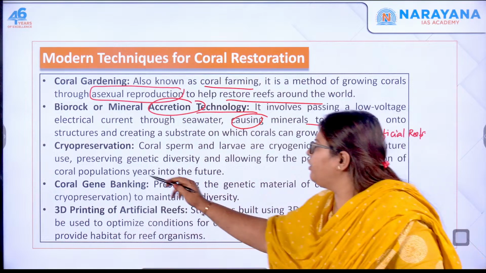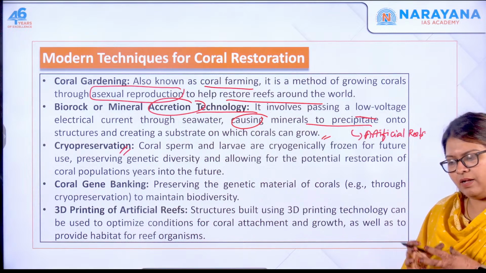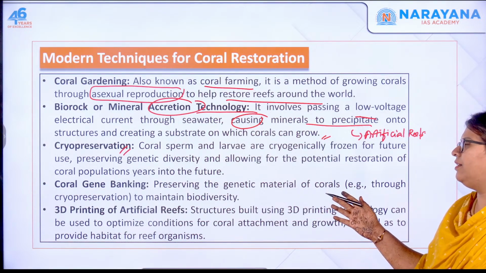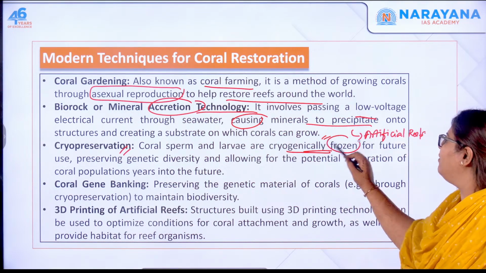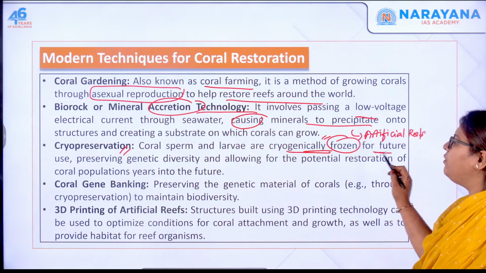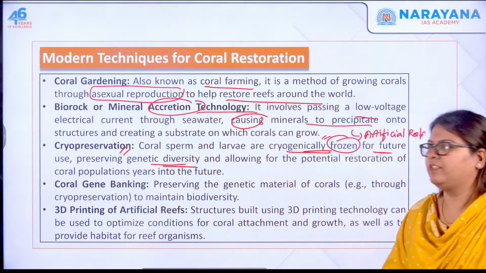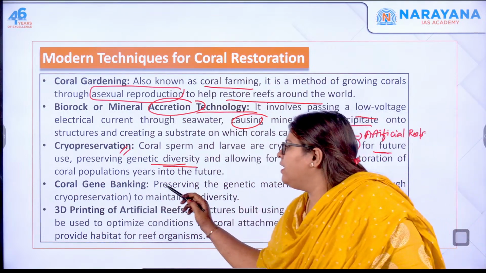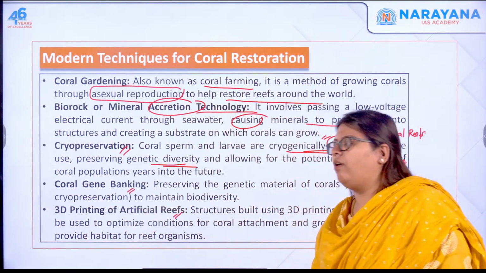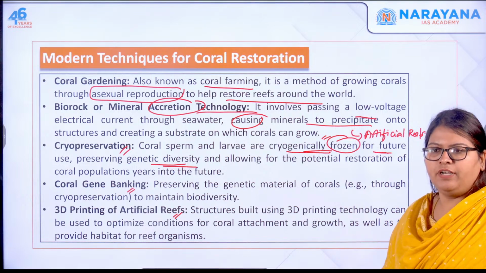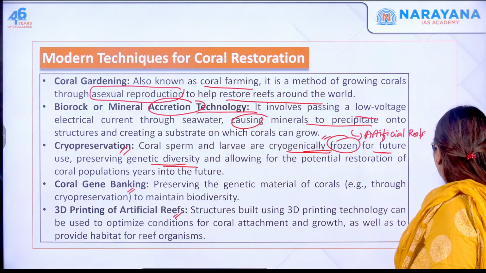The next one is cryopreservation, where the coral sperm and the larvae are actually taken out and cryogenically frozen for future use, and this actually preserves the genetic diversity. Next one is coral gene banking, and the other methods include the 3D printing of artificial reefs, etc. So that can be printed as well. So this is what it is. Okay. So we are done with the modern techniques.